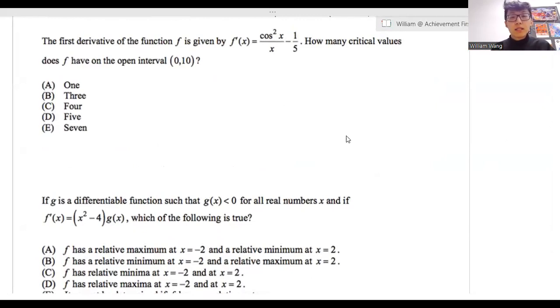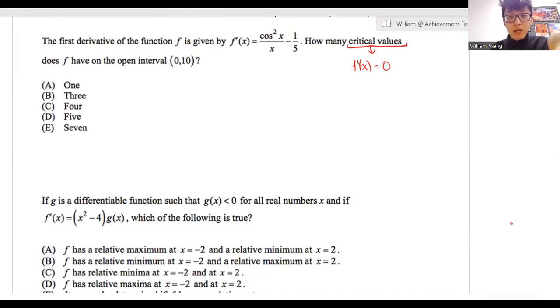Now, let's take a look. The first derivative of the function f is given by f prime of x is equal to cosine squared x divided by x minus 1/5. How many critical values does f have on the open interval from 0 to 10? Well, let's think about this. The number of critical values. What's the definition of a critical value? My definition is that my derivative, f prime of x, is equal to 0. We've been knowing this, right? The first step, finding a critical point, I take my derivative and set it equal to 0.